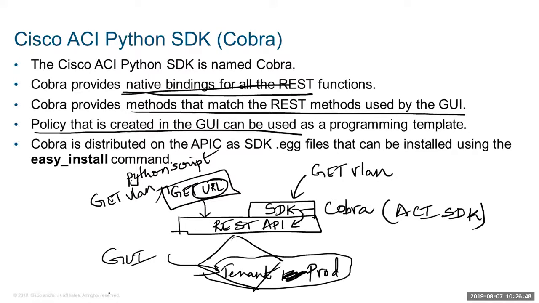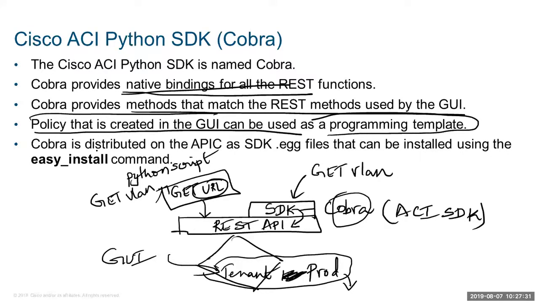Now I want a similar tenant for dev test. I could right-click on this, save the settings as an XML, and then generate a Python script, which would essentially be using Cobra. Once I generate that Python script, next time around, if I want to create another tenant for, say, DMZ, I can just edit that. That's why it says you can create a programming template using the settings that you created in the GUI.